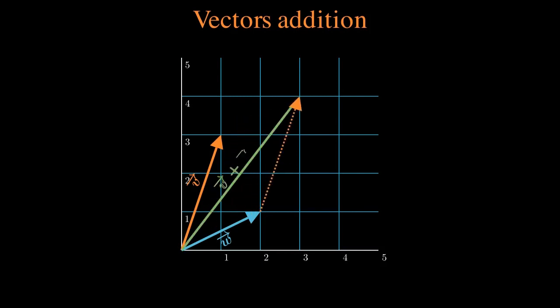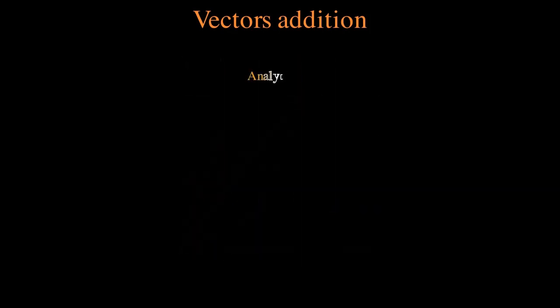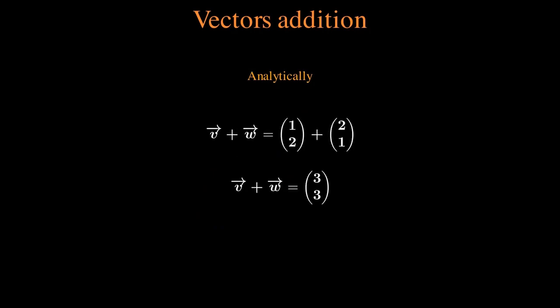Analytically, the addition of vectors is performed by adding the elements of each vector with respect to their positions. In this particular case, we add the first element of vector v with the first element of vector w, followed by adding the second element of vector v with the corresponding one of the vector w. We have arrived at the last concept of the video, the multiplication of a vector by a scalar.